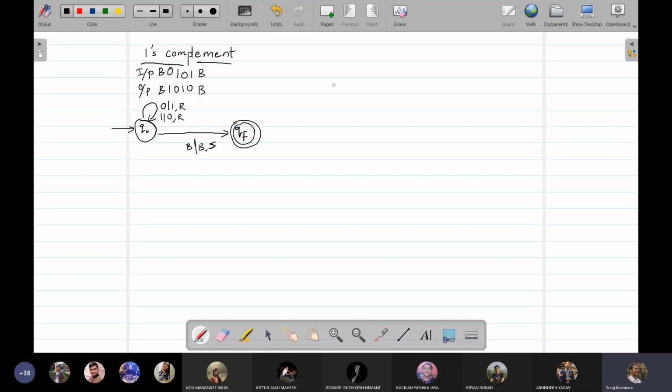So in one's complement, we move from left to right, 0 is converted to 1. We keep moving to the right and 1 is converted to 0, and we keep moving to the right till the time we find blank. And once we find blank, we stop and go to the final state QF.